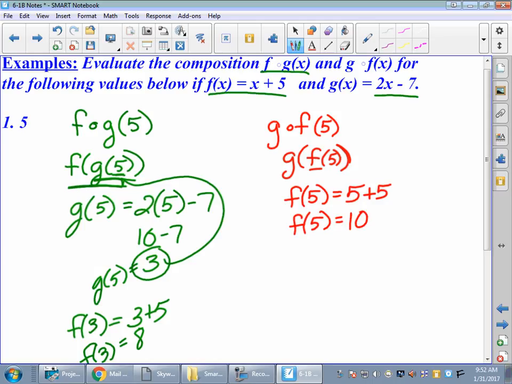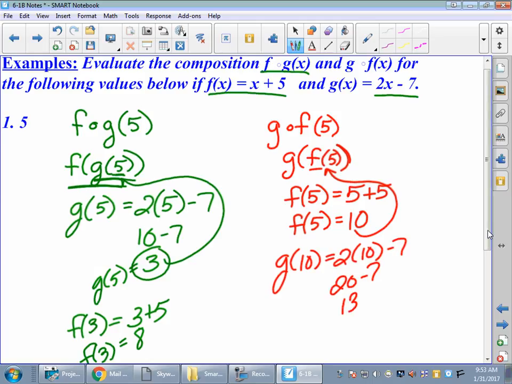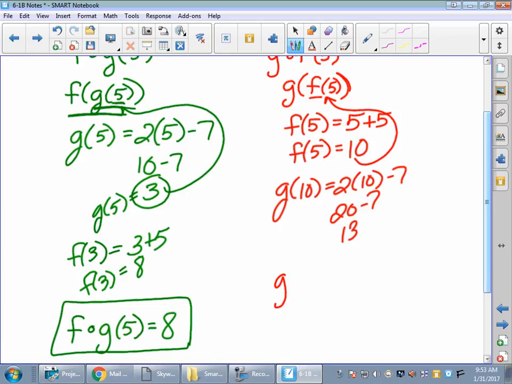Now I'm going to take that 10, which is F of 5, and find G of 10. So G of 10 is equivalent to 2 times 10 minus 7. That's 20 minus 7, or 13. So my solution, G composition F of 5, is 13. When I take the composition G composition F of 5, I get 13.